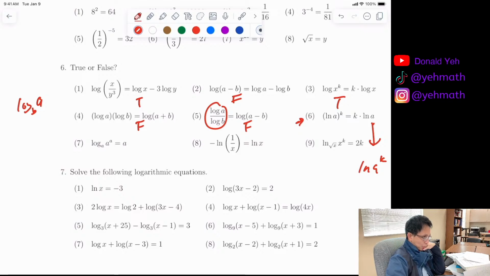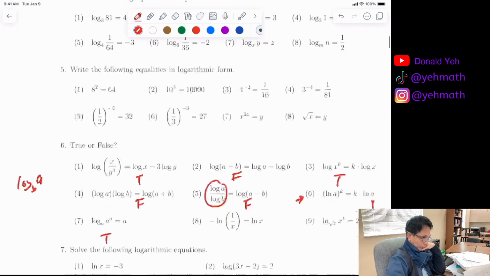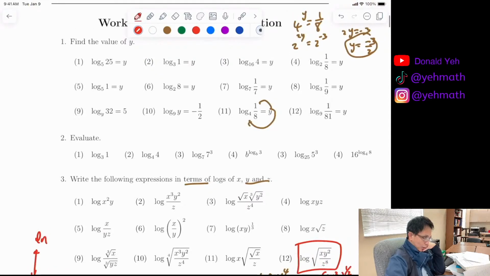Is number 7 true or false? It's true, because if you put in one, false. No, it's true. It's true. Okay, your homework is finished. All of them here.